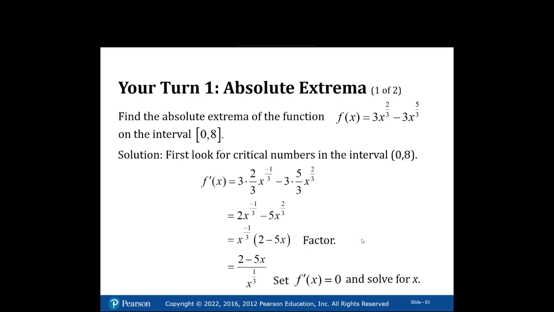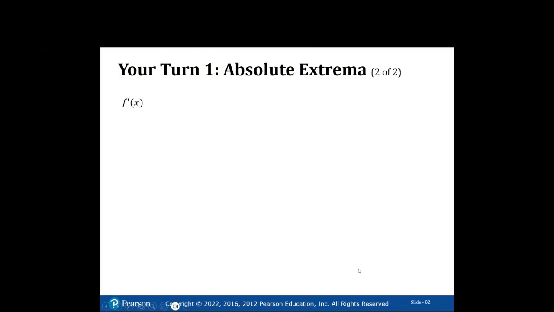Now this one is a little different because, as we can see, x to the 1/3, it's undefined when x is 0, right? We haven't done one of these yet where it's been undefined. So this is one where one of our critical values is undefined. So f prime of x is this 2 minus 5x over x to the 1/3.